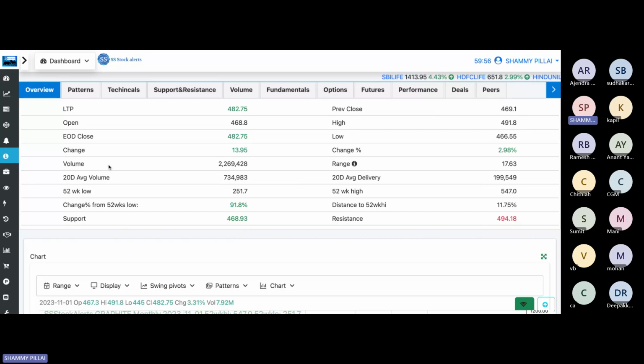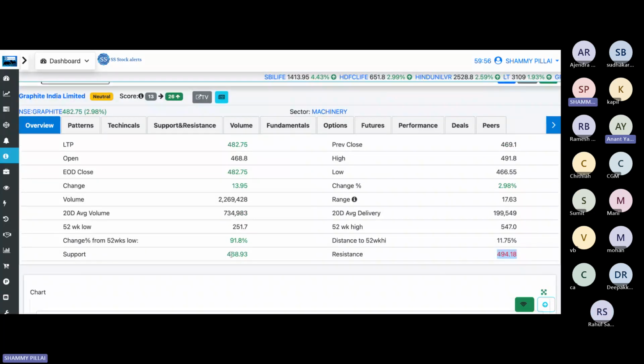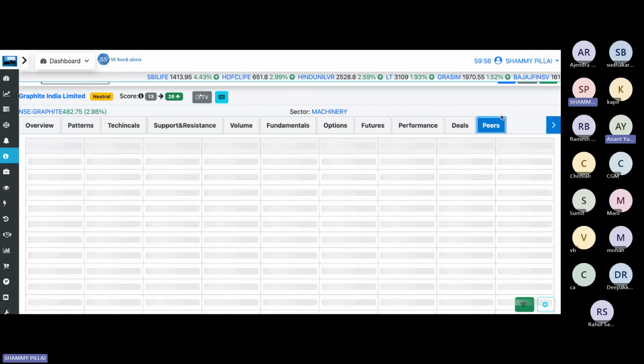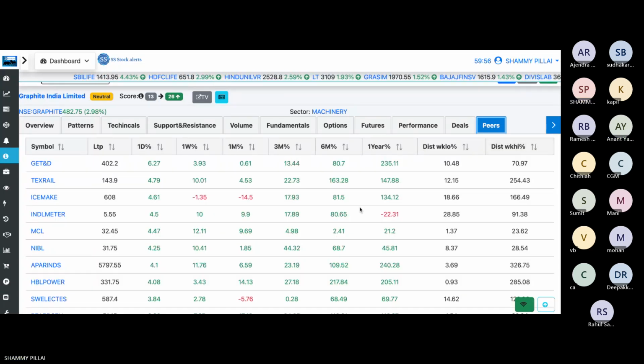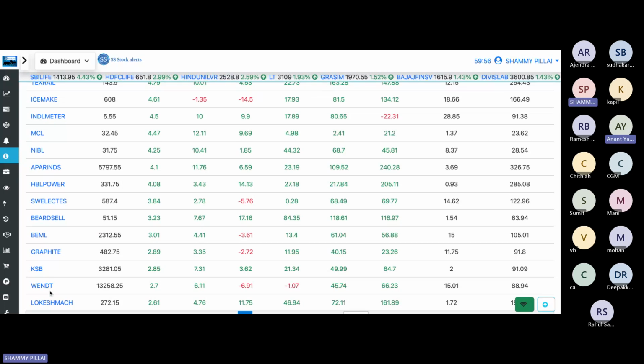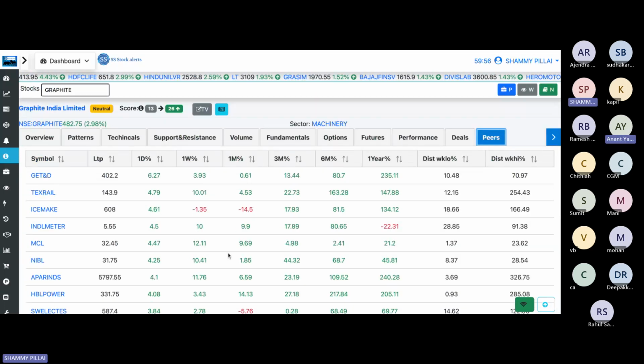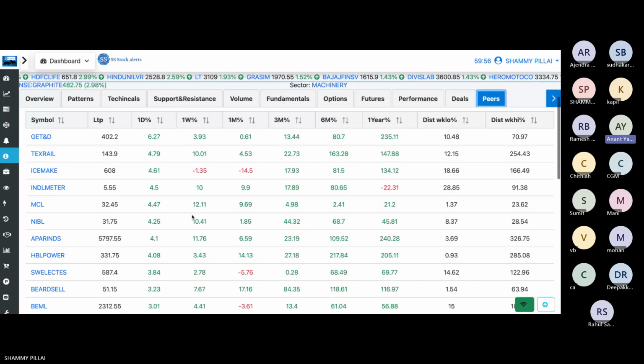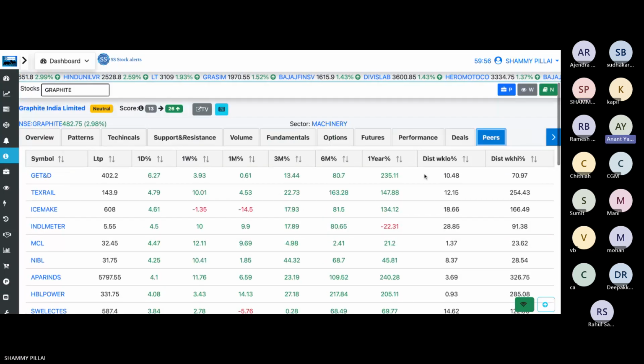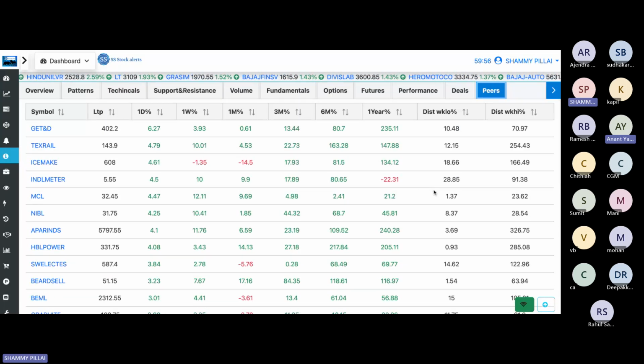One more thing, if you go to this overview page, you will get the strongest support and strongest resistance, near strongest support and near strongest resistance. Okay, it is in machinery. Anything else, please? No, thank you.